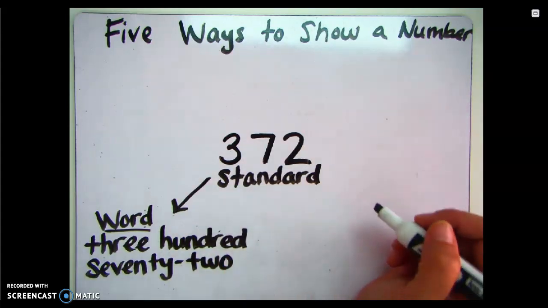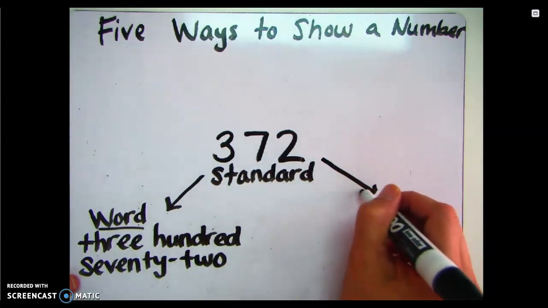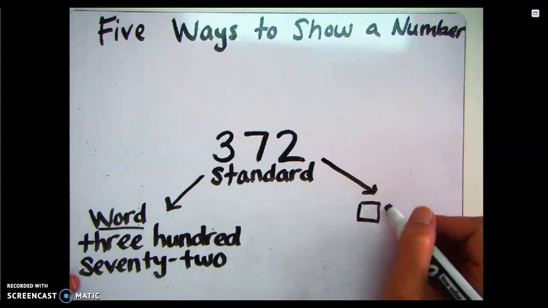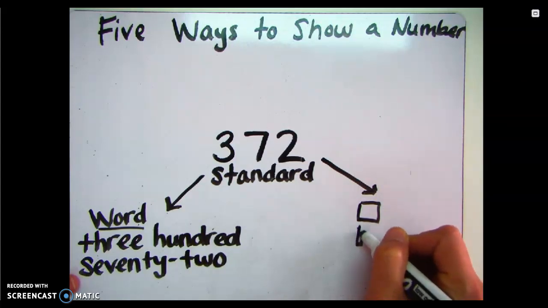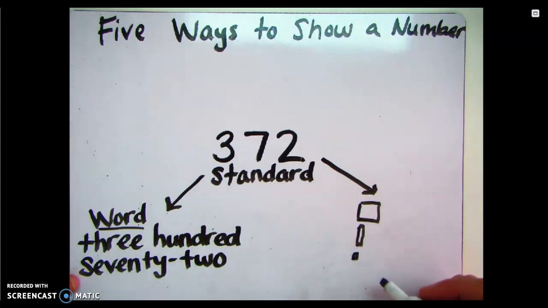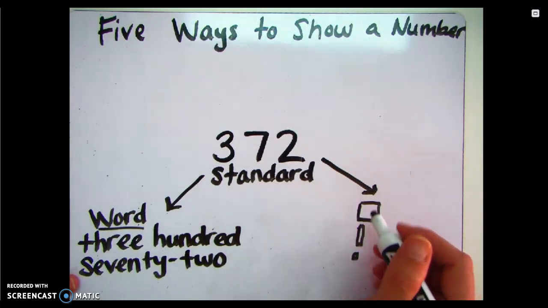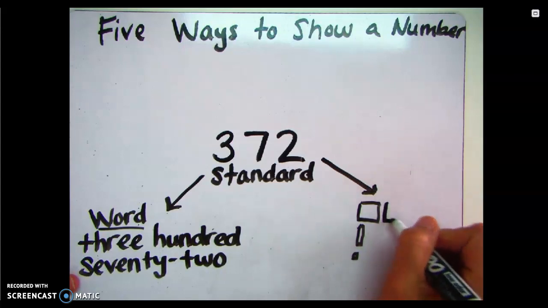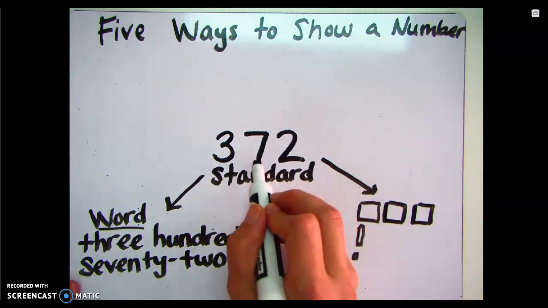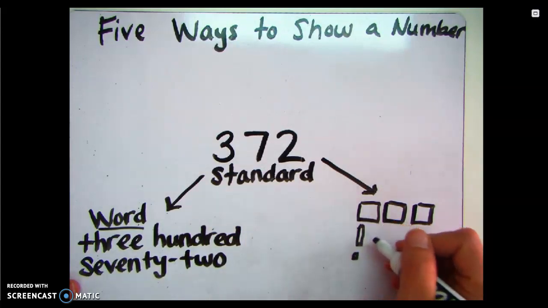Another way I can show this number is by drawing base 10 blocks. Now remember, with base 10 blocks, a square represents 100, a long skinny rectangle represents 10, and a little square represents 1. So if I'm creating 372 with base 10 blocks, I would need 3 hundreds. Now, how many 10s would I need? I'm going to look over in the tens place, and the digit that's there will tell me. So I have 1 already, so I need 6 more.